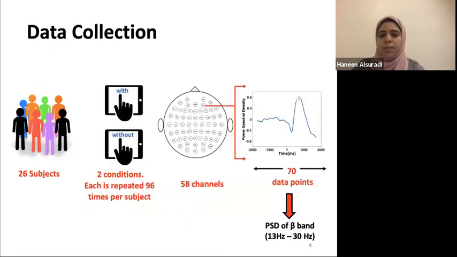finger on the screen. 26 subjects participated in this study, which was conducted under two conditions, with or without tactile feedback. Each trial was repeated 96 times, and data was recorded from 58 channels. For each channel, the power spectral density of the beta band was calculated. This data will be used to perform classification.